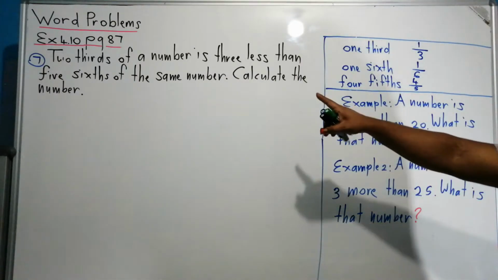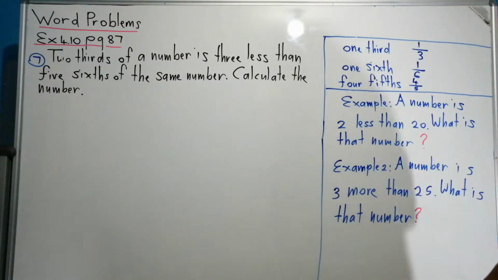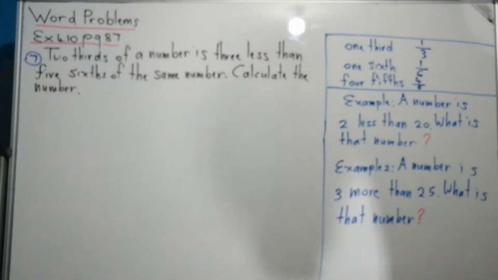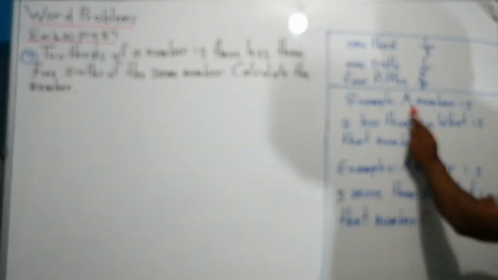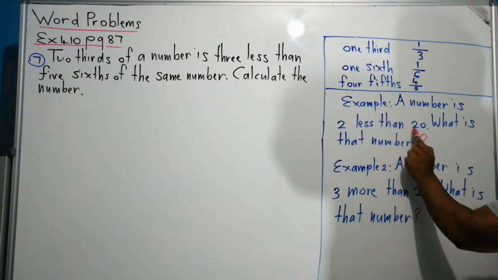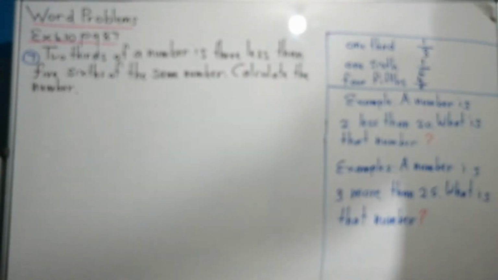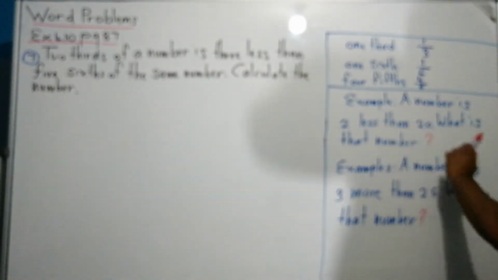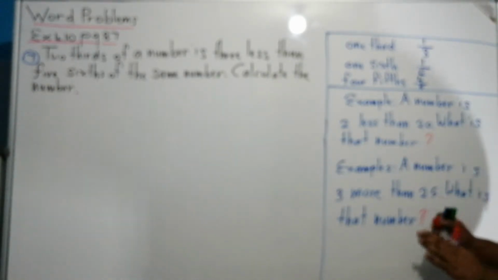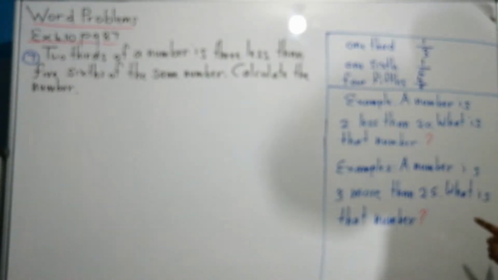Now, when we talk about 2/3 of a number is 3 less than 5/6 of the same number, we're going to deal with that. But let's start with something simple first. A number, let's start with a basic one. A number is 2 less than 20. I'm sure in your mind you already got the answer. What is that number? Simple. A number is 2 less than 20. Obviously, that number has to be 18, because 18 is 2 less than 20.